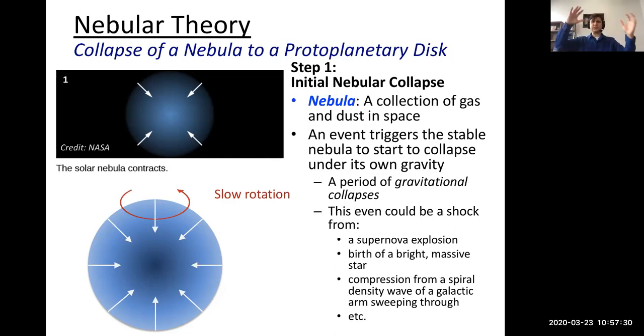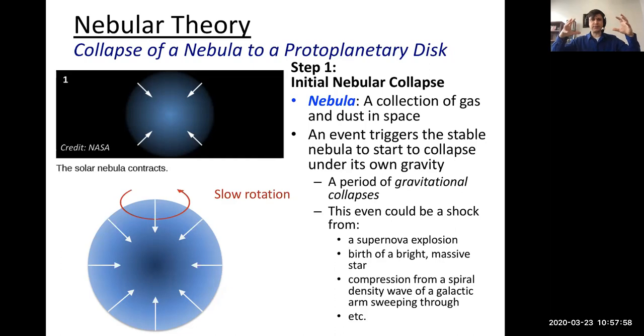So out in space, we have this large cloud of gas and dust. It's just hanging out and doing what it does, just happy as it is. It's going to have some sort of set net rotation because everything in the universe has some net rotation. And it's just going to be happy as it is until something happens. There'll be some event that's going to trigger the nebula to start to collapse. It's going to get compressed.